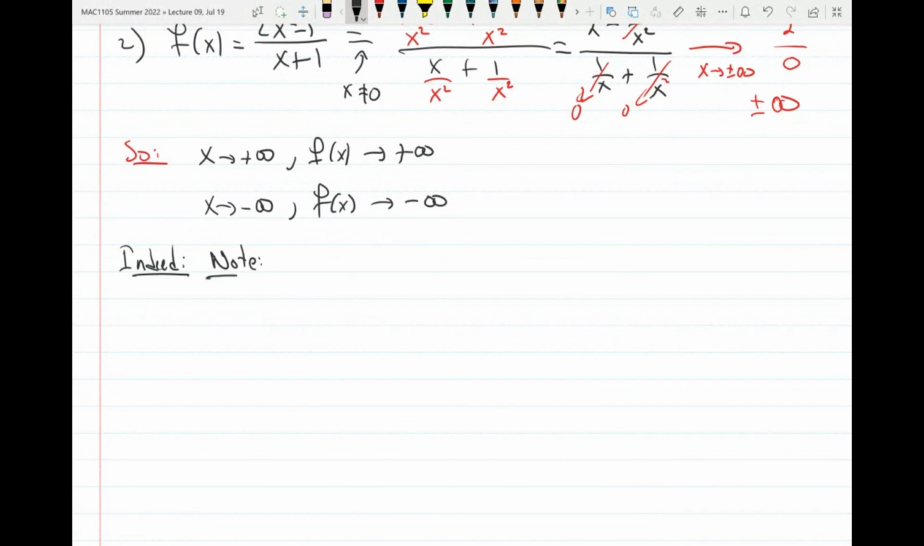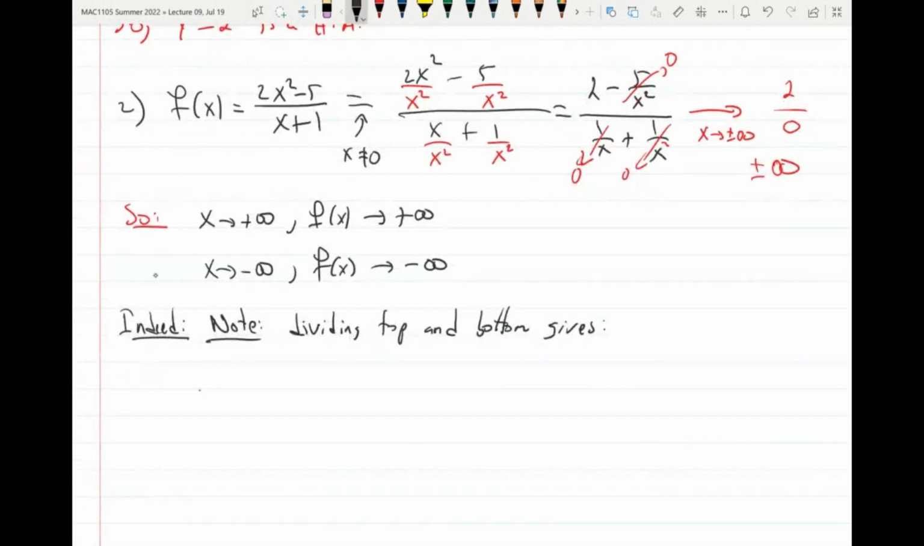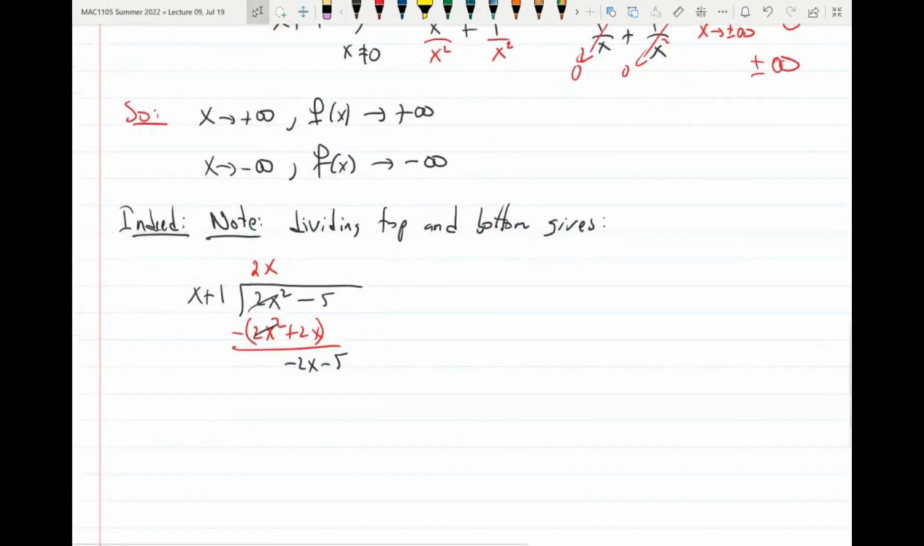So let me show you here. Note, dividing top and bottom gives the following. I'm going to divide 2x squared minus 5 by x plus 1. We're going to have here 2x. So you multiply, and you get 2x squared plus 2x, and then subtract. These cancel, and then you have minus 2x minus 5. The degree here is 1, the degree here is 1, so we continue.